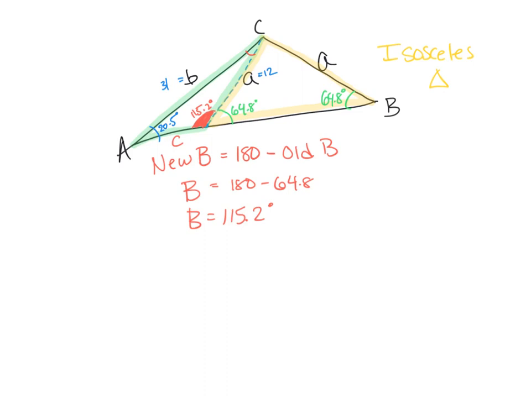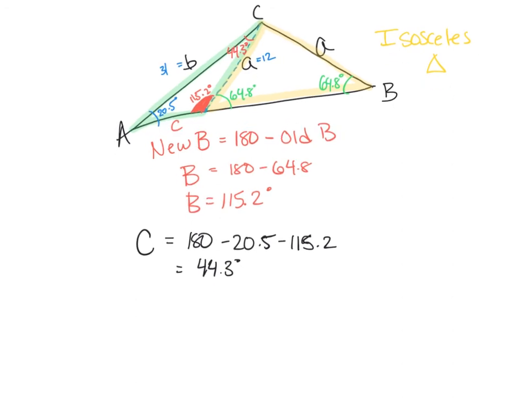So for my small green triangle, I already have two of my angles. So my new angle C is going to be 180, the number of degrees in a triangle, minus 20.5, minus 115.2, and that is going to give 44.3 degrees. Again, you'll notice this angle is smaller than the previous angle C because it's been cut down so much. So it's going to be 44.3 degrees.